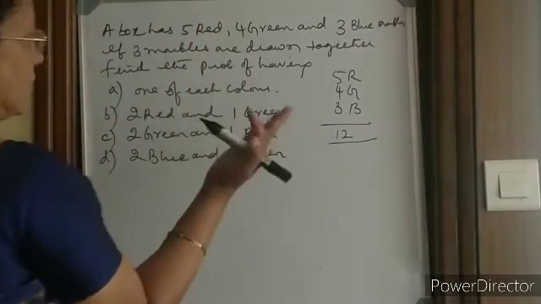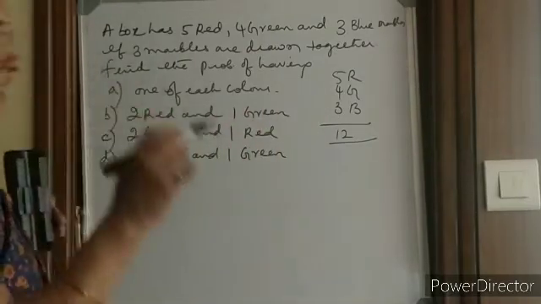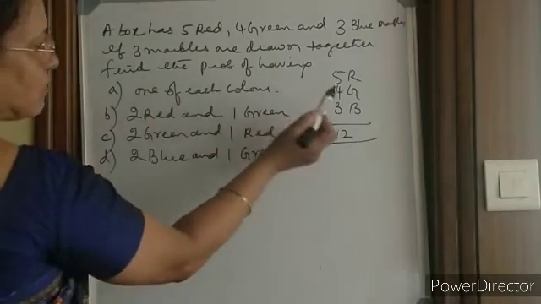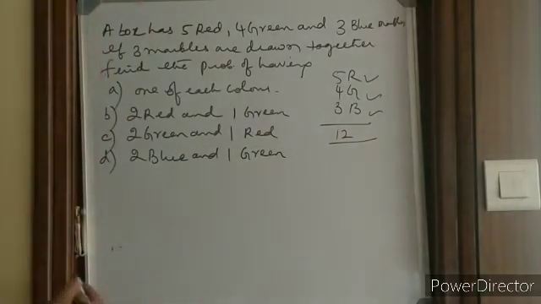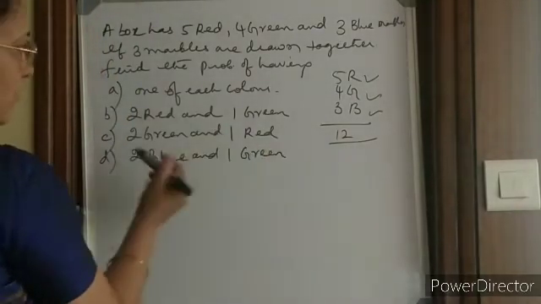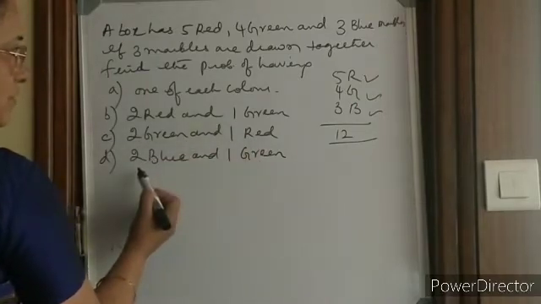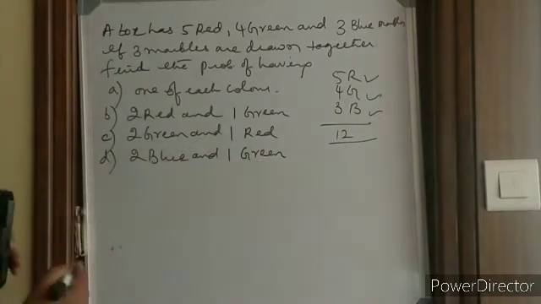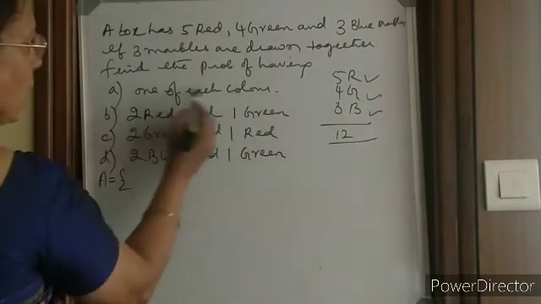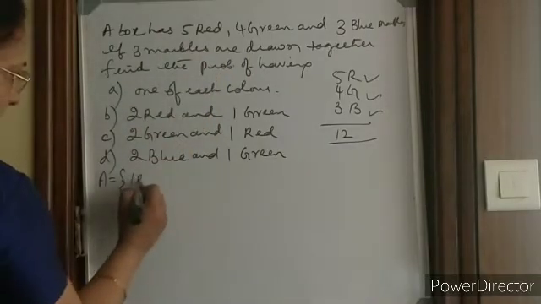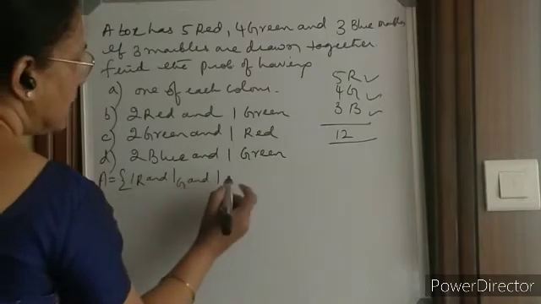Out of 12, now 3 marbles are drawn. Now in the first case, one should be of each color. It means what? One marble should be red and one should be green and one should be blue. Now second one, you have a combination. 2 are red and 1 is green. Next 2 green, 1 red. So next one 2 blue and 1 green. Okay. So A is now like this. See, one of each color. So one is red and one is green and one is blue.